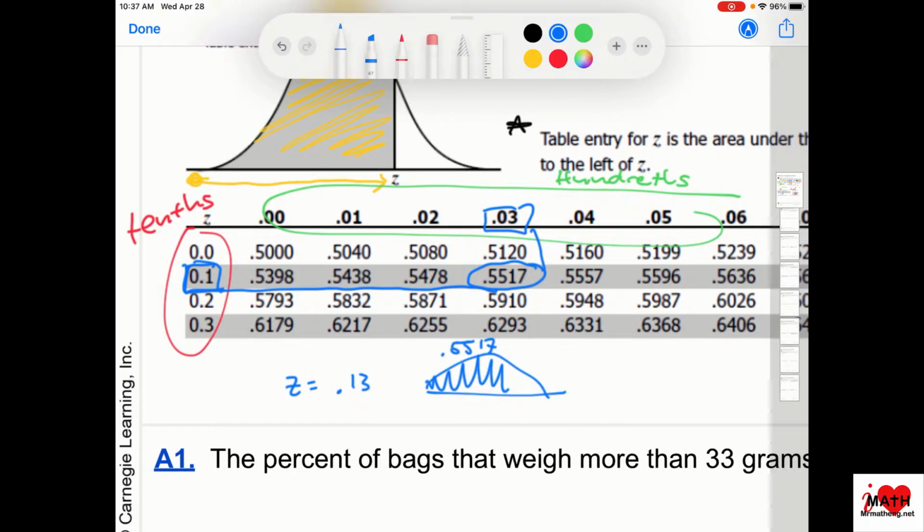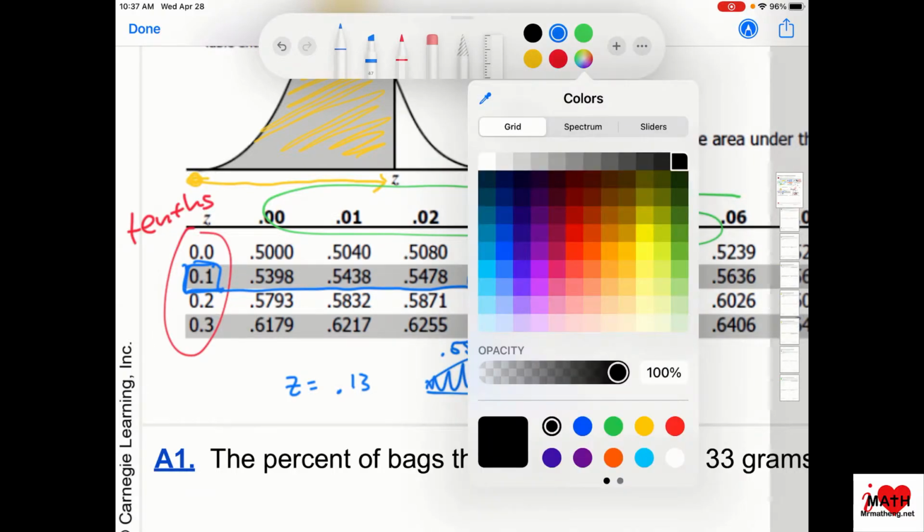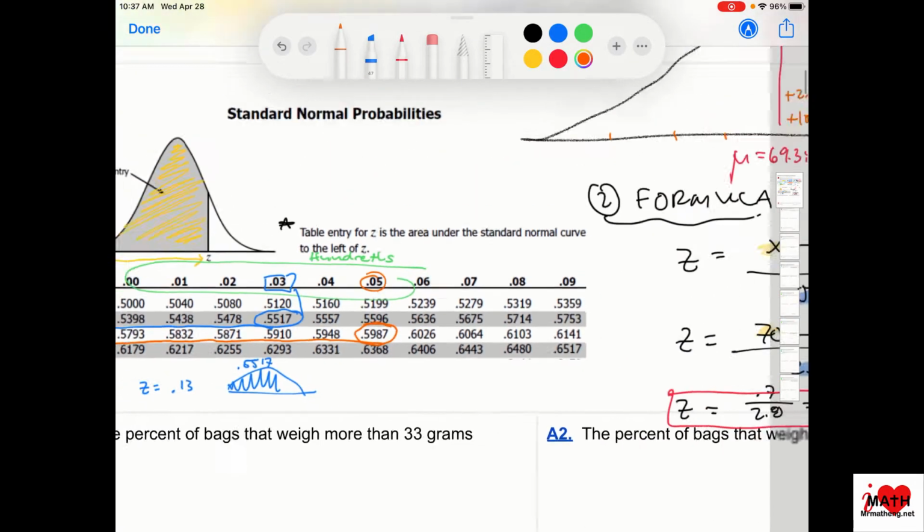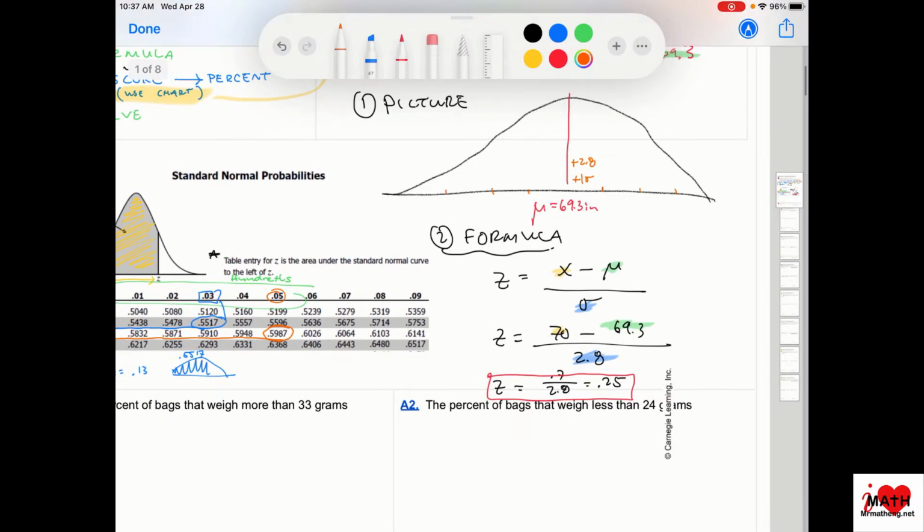Okay, so in our example, we're trying to find 0.25. So here, this is in the 20s, this is 20, 21, 22, 23, 24, 25. And that is the score I need, 59.87. I'm just going to write that down. Well, let's note on here.